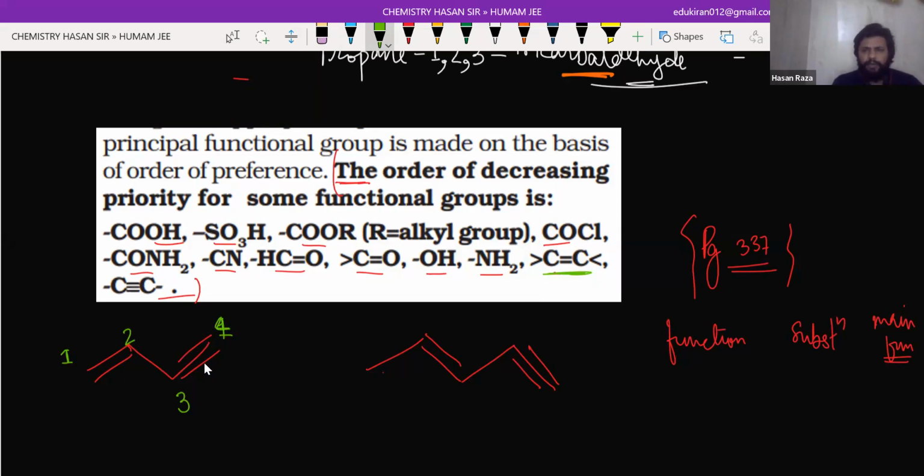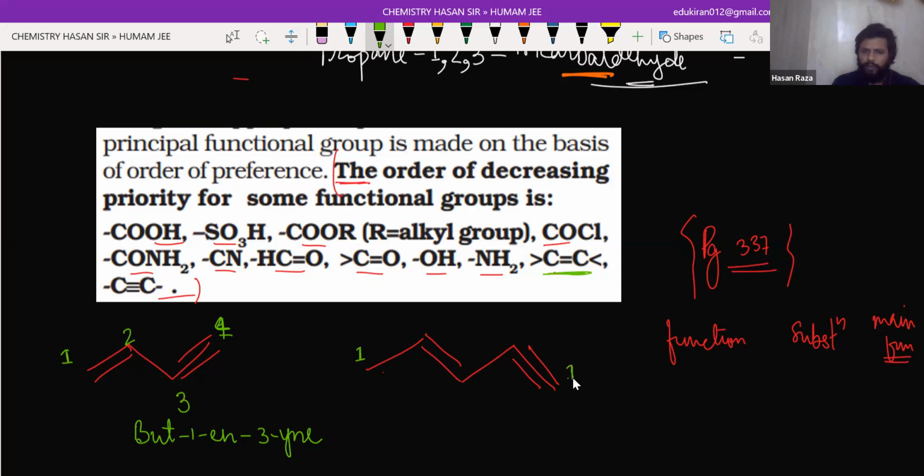Now there is no branch, so directly jump to the parent chain. How many carbon? 4 carbon. That means but. At the first position, you have ene, and at the third position, you have yne. So the name will be but-1-en-3-yne. Is that clear? Yes.